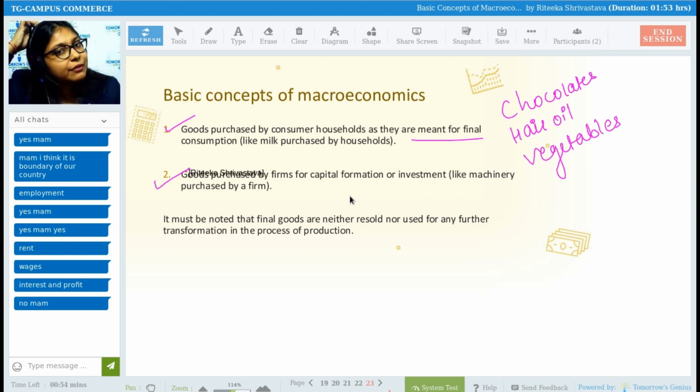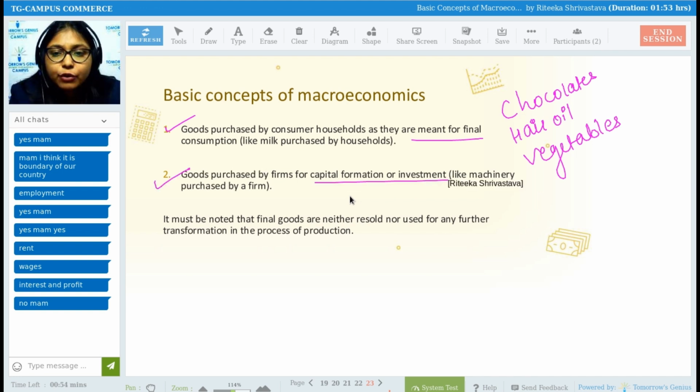Secondly, goods purchased by firms for capital formation or investment, like machinery purchased by a firm. The second thing can be if there is any firm purchasing machinery, land, building for investment purpose. So basically they are forming the capital as well as investing it. They have done the investment. So the consumption of final goods can be in two different forms.